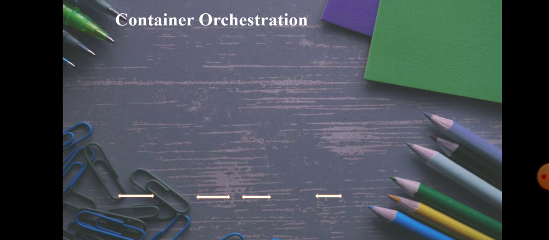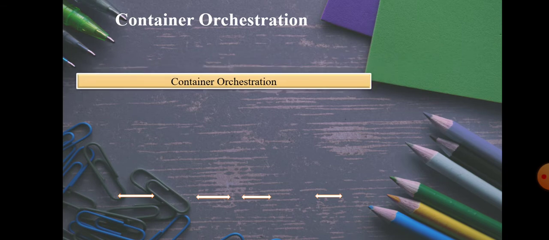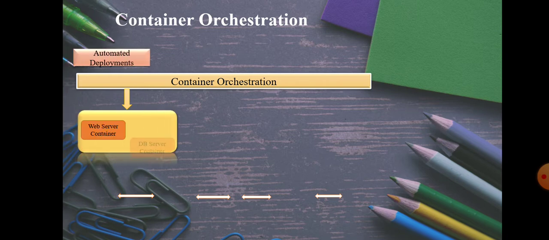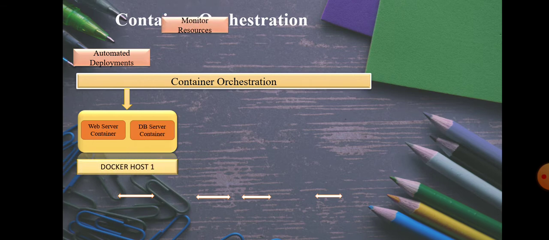Now, we will see about container orchestration. Container orchestration automates container deployments, scaling, monitoring, networking, and management of containers. With container orchestration, you can automate container deployments. Also, it monitors container workloads.